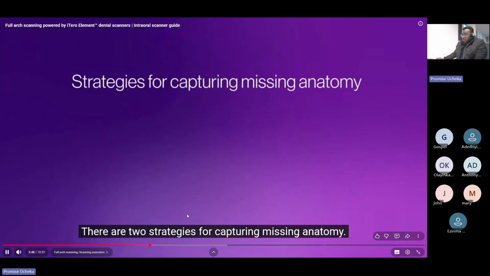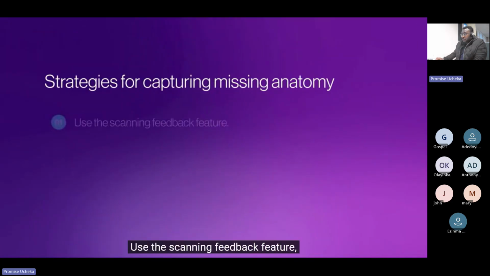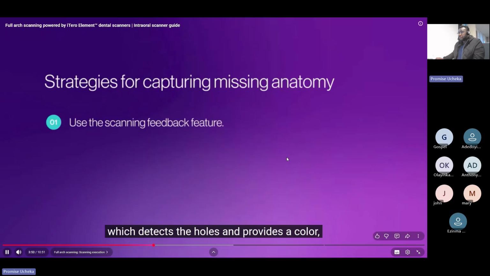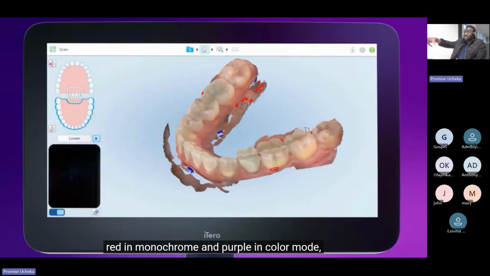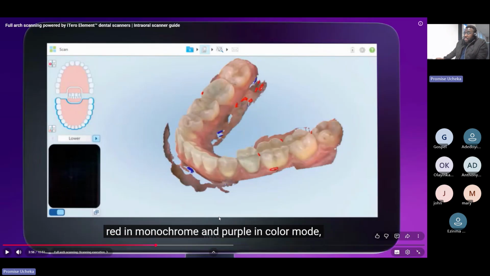There are two strategies for capturing missing anatomy. Use the scanning feedback feature, which detects the holes and provides a color, red and monochrome. By the time you complete that, again, back to that question that was asked, you see that by the time this movement is completed, there are areas of missing data. Because you are visualizing this in real time, it will highlight missing data for you, and then you can fix it.